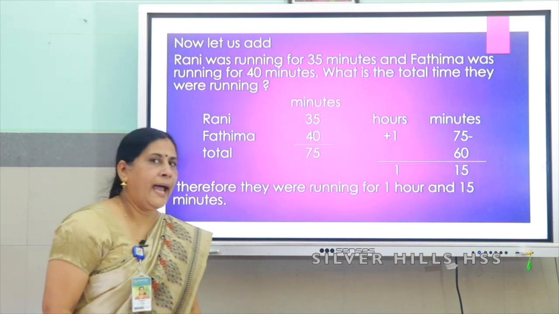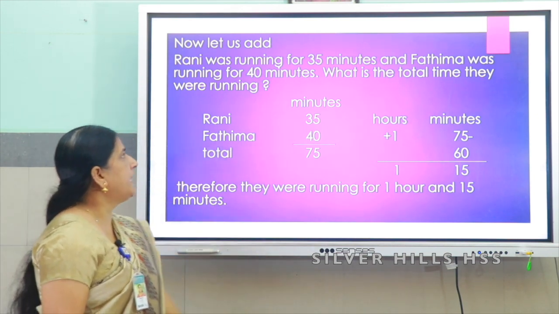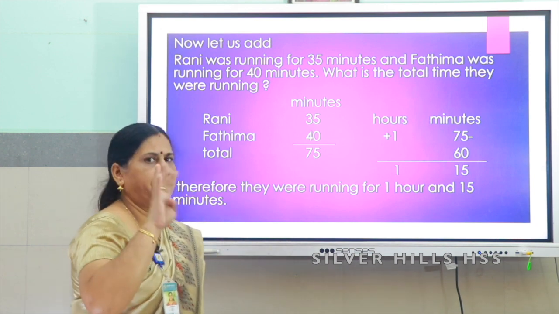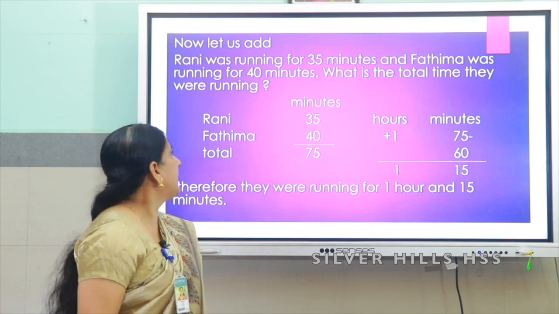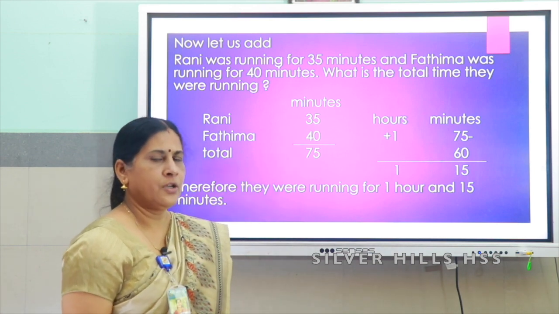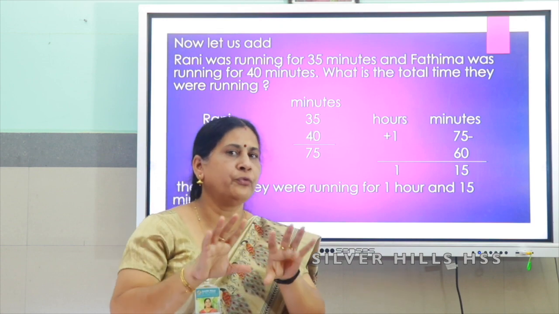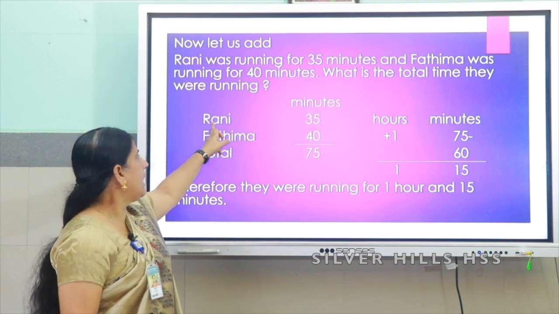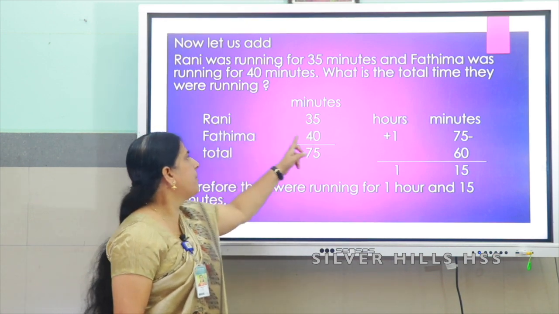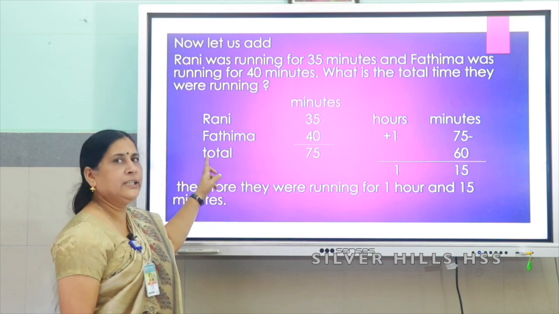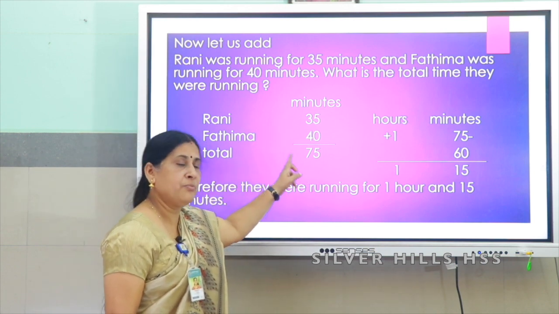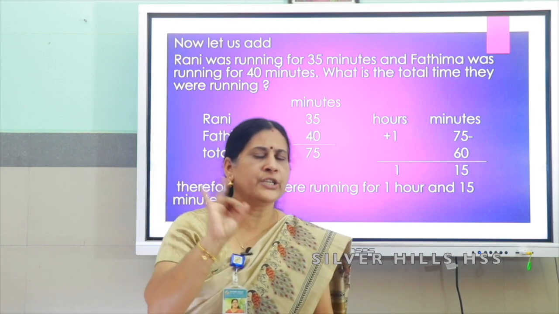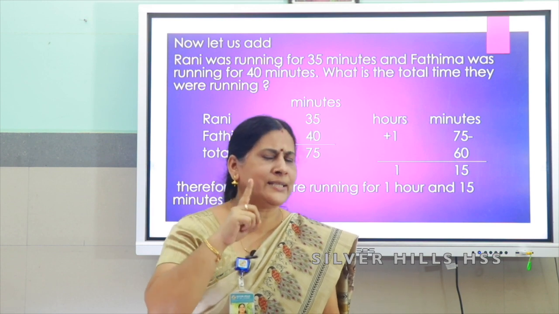Now, let us add. Rani was running for 35 minutes and Fatima was running for 40 minutes. What is the total time they were running? To find the total, I have told you we have to add. Now, in addition, listen here, Rani is running for 30 minutes, Fatima for 40 minutes and the total is 75 minutes. But do we have 75 minutes in an hour? We don't have. We have only 60 minutes.